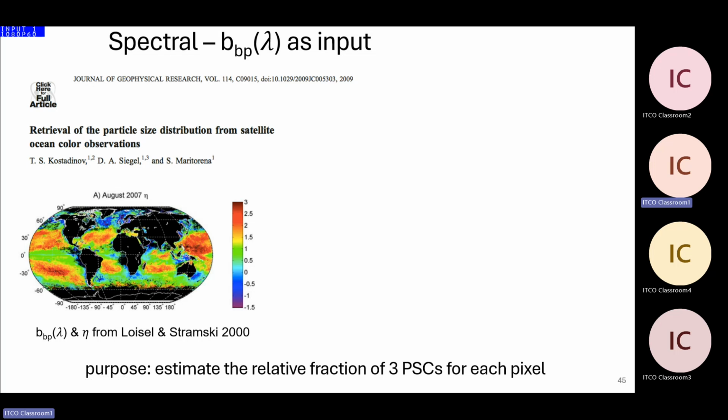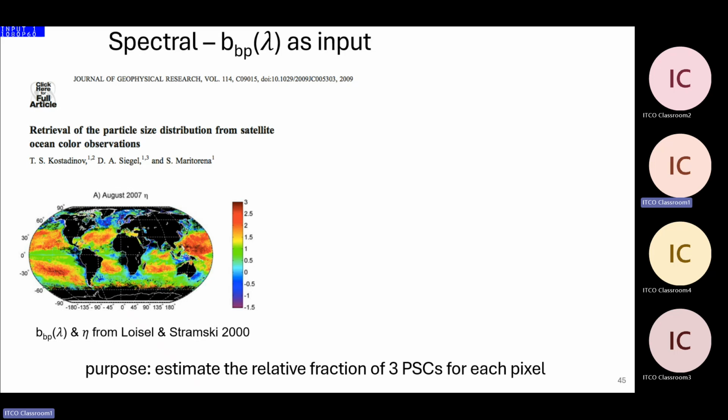Okay. So what you see there is a global map of what we can model or derive for the slope of the spectral backscattering coefficient. So you see where the number is bigger. It's in these oligotrophic gyres in the central parts of the ocean where they're very nutrient limited and we have lots of small stuff. And then the slope gets smaller where we have more productive waters and we tend to have bigger things in general.